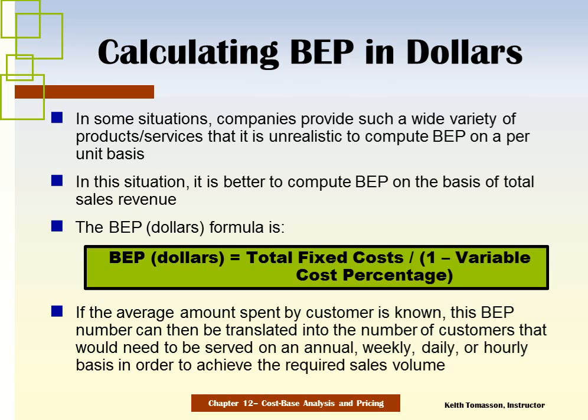So if the average amount spent by the customer is known, the break-even number can be translated into the number of customers that need to be served on an annual, weekly, daily, or hourly basis to achieve the required sales volume.